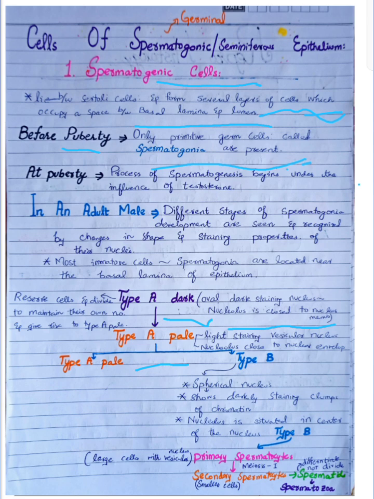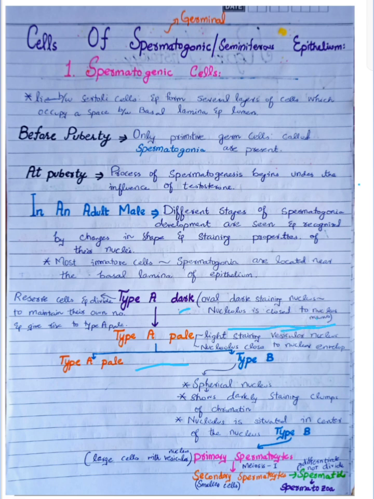Thus, in an adult male, different stages of spermatogonia can be distinguished based on the changes in the shape and the staining properties of their nuclei near the basal lamina of the epithelium. We'll see the different types of the spermatogenic cells. First of all, we have the type A dark cells. These type A dark cells have oval, dark staining nuclei and their nucleolus is close to the nuclear membrane.